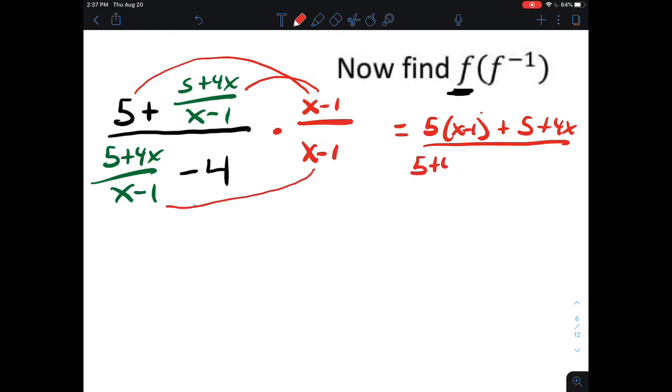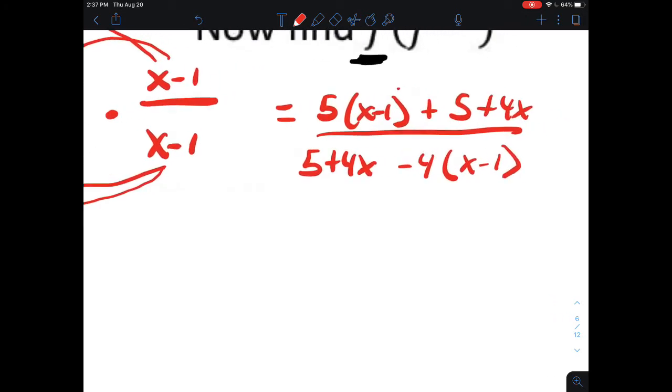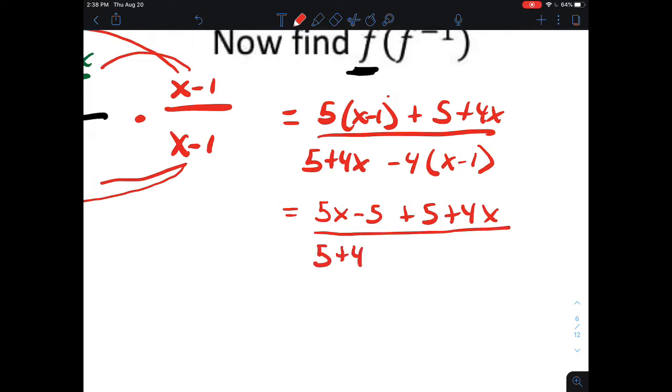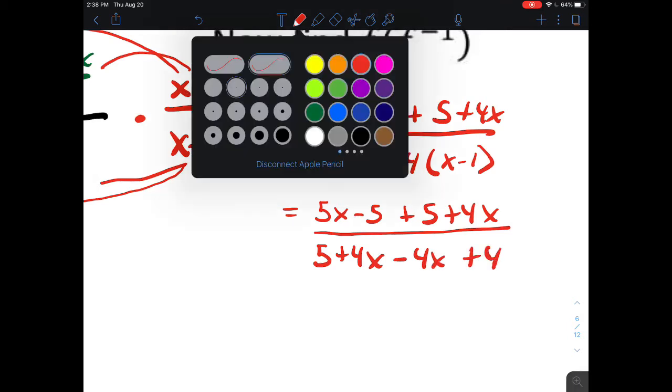It's going to give me 5 plus 4x. And then multiply it to the minus 4. So minus 4 times x minus 1. And now we're looking to clean up that expression. So we'd have 5x minus 5 plus 5 plus 4x. That's my numerator. Divided by 5 plus 4x minus 4x plus 4 in my denominator.